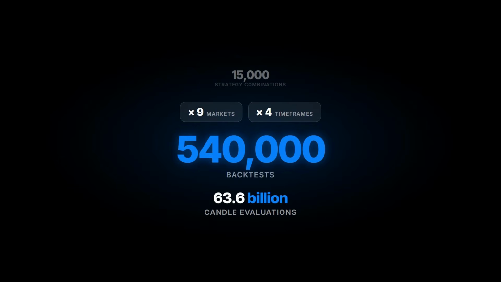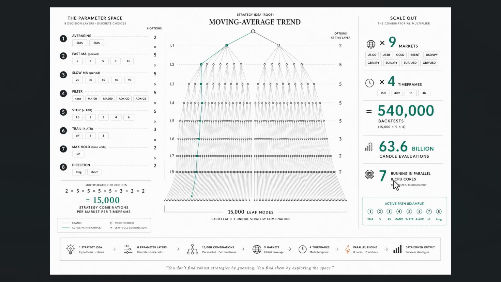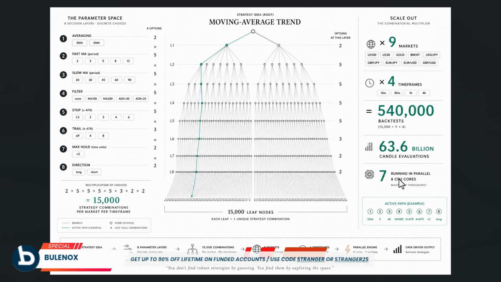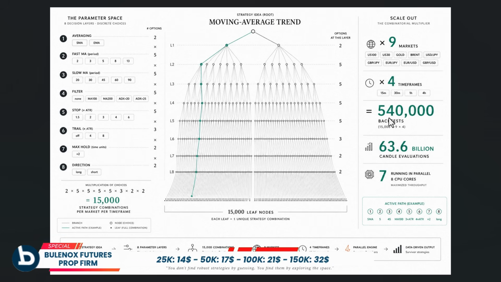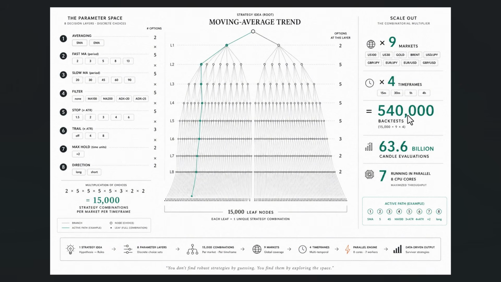And that's going to be running simultaneously on 7 CPU cores. On my laptop, I have 8; you might have way more. So basically, it's going to run all these backtests, 540 simultaneous backtests. Just imagine, guys, it is literally insane. And it's going to take around 50 minutes. If you have a better laptop, it's going to take less.